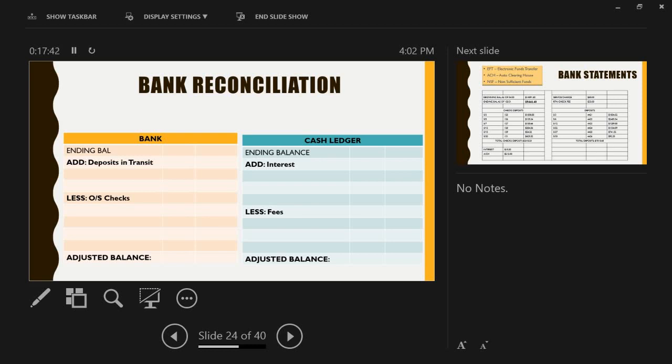When I get an amount at the bottom, that's my adjusted ending balance, okay?